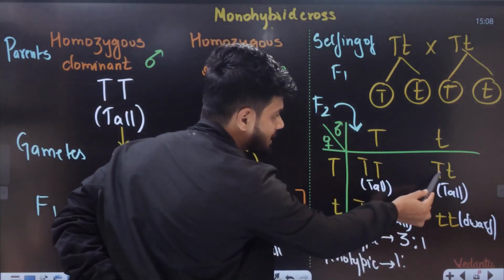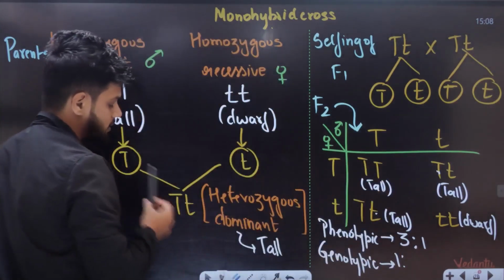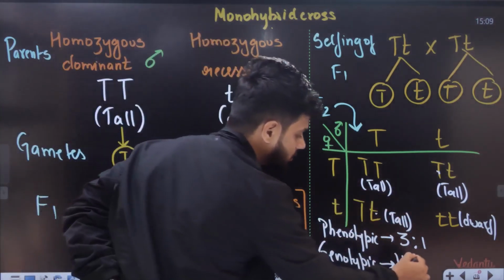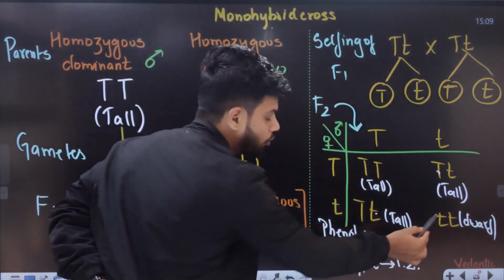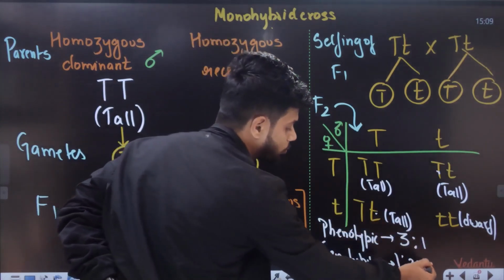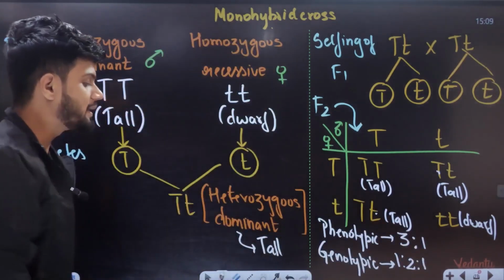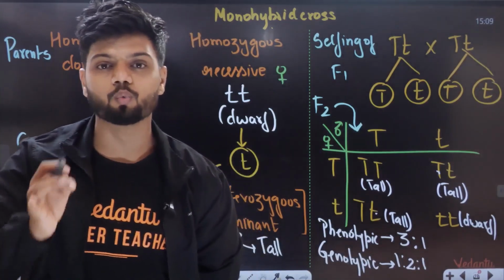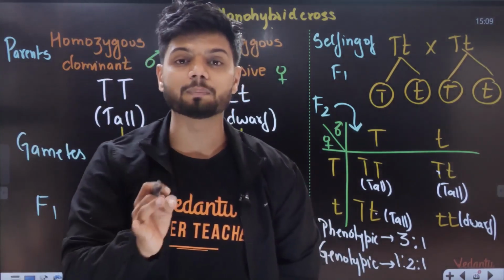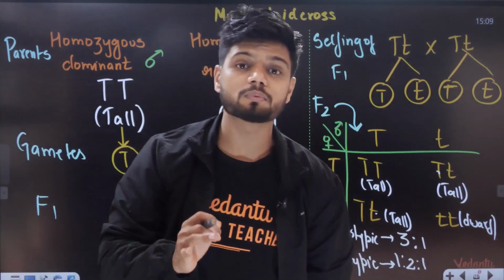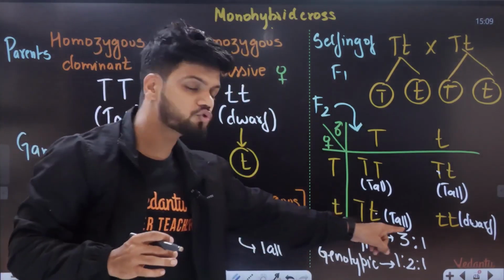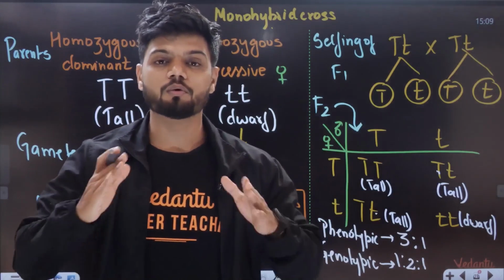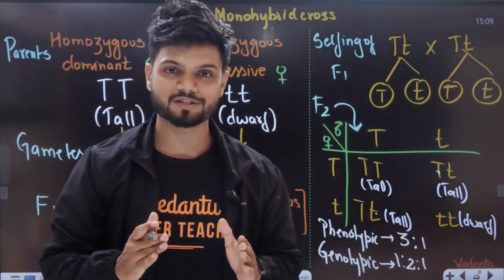Heterozygous dominant, heterozygous, right? Capital T, small t. Heterozygous. Capital T, small t, capital T, small t. Heterozygous dominant, 2 are there. And homozygous recessive, only 1 is there. So what is the genotypic ratio? Genotypic ratio is going to be 1:2:1. And what is going to be the phenotypic ratio? 3:1 is going to be the phenotypic ratio, and this is called your monohybrid cross.